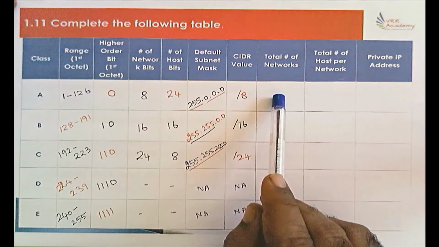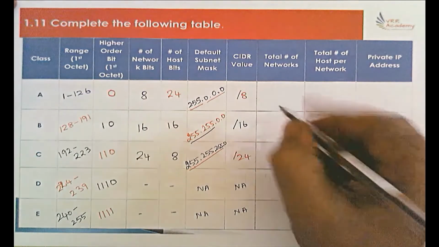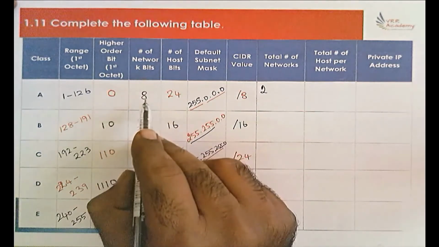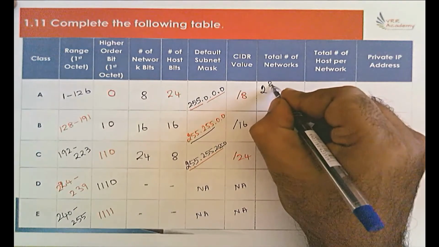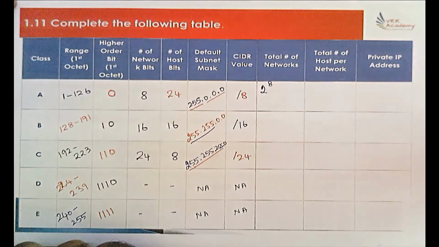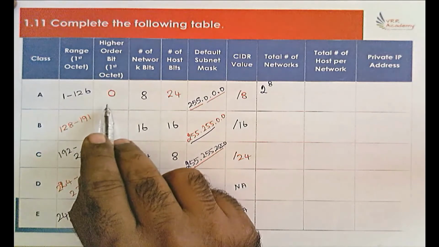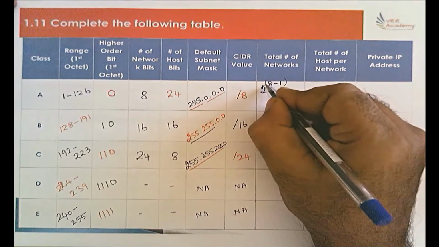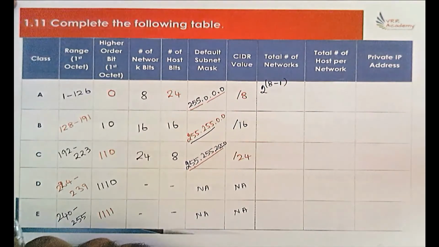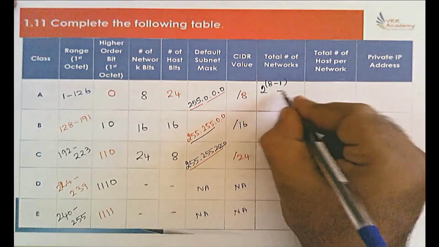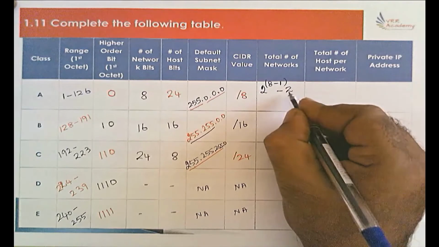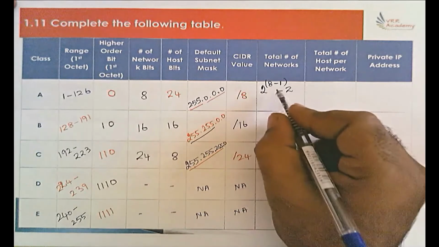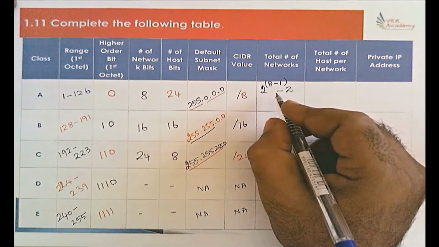But we have to make it in a general way. There should be a formula for this. So what does that mean? 2 to the power of the number of bits available in the network. The number of bits available here is 8. So 2 to the power of 8. Then 1 bit we have given for the higher order, so I am going to reduce that 1. So 2 to the power of 8 minus 1. Then minus 2. What is this minus 2? You will understand while doing subnetting. You can just keep it as it is, minus 2. So this is going to be 2 to the power of 7 minus 2. So 2 to the power of 7 is 128.